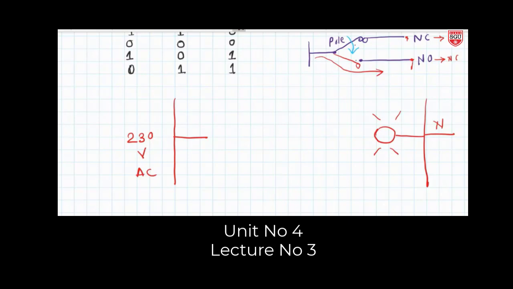So first in our problem, I will attach one SPDT switch in this fashion. This is the first position. This pole is known as the common. So this is NC, and this terminal is NO.